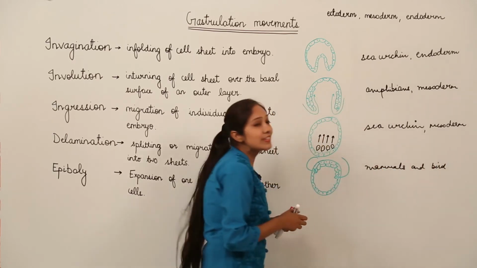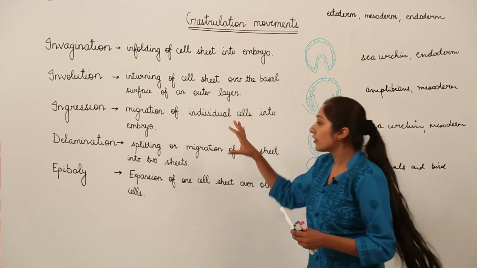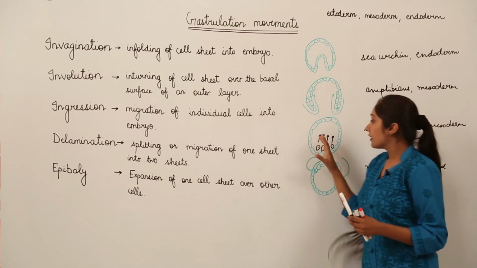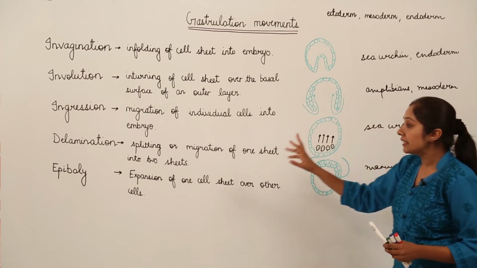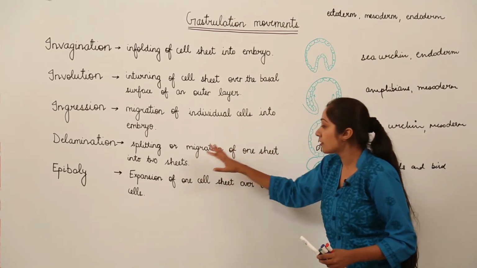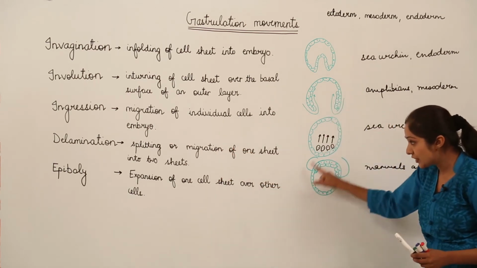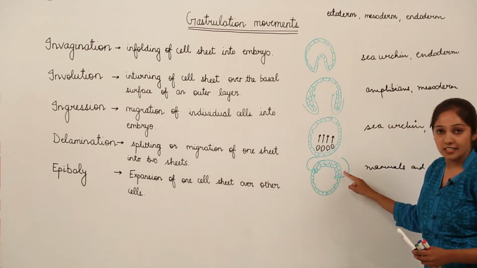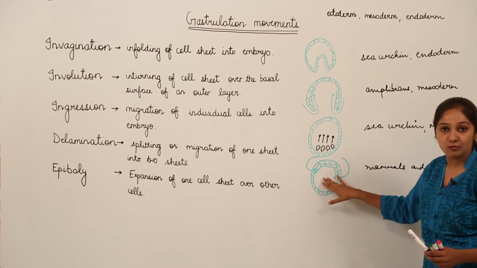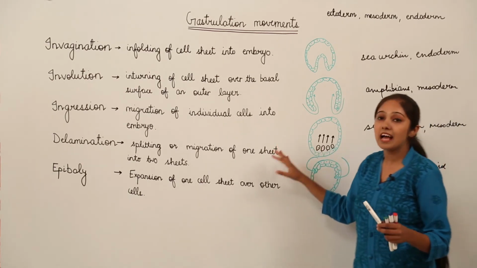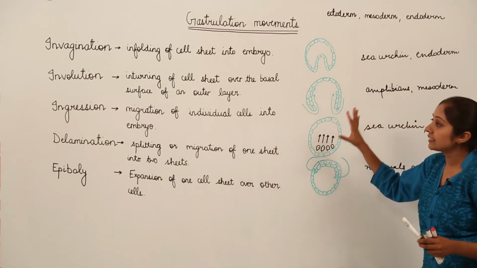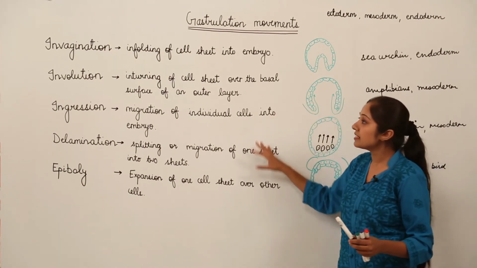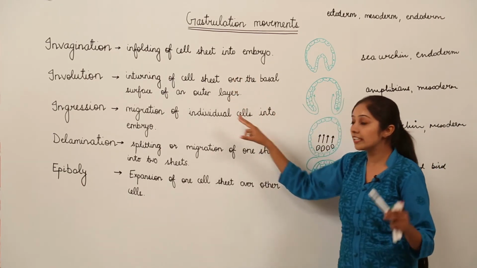I am just citing a few examples so that you have an idea of what type of movements are seen in different organisms. Remember, delamination is splitting or migration of one sheet into two sheets. So you will show it like this. This type of movement is shown like this. This is delamination. So we have discussed till now 4 types of gastrulation movements: invagination, involution, ingression and delamination.